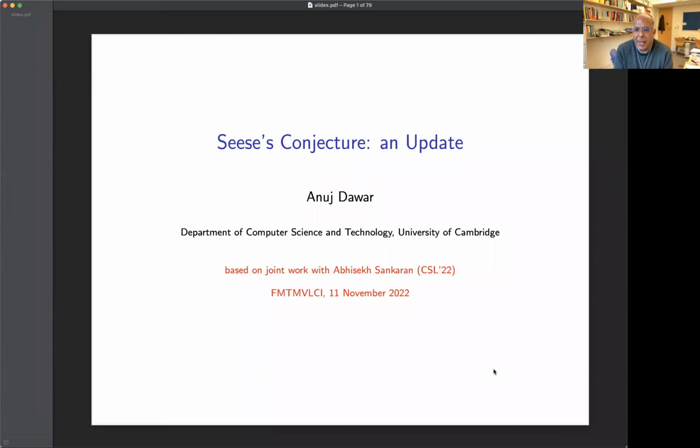And I picked this paper, which is joint with Abhishek Shankaran, who I'm delighted to see seems to be in the audience here. This paper appeared in CSL this year, where we looked at, I mean, it was motivated by looking at Seese's conjecture, which is a 30-year-old conjecture in the realm of finite model theory. We don't resolve it, but I think we got a bit of a fresh perspective on it. And I wanted to tell you about the perspective.